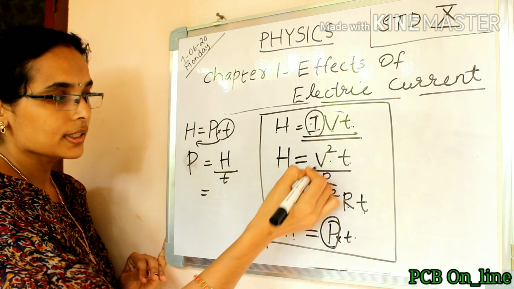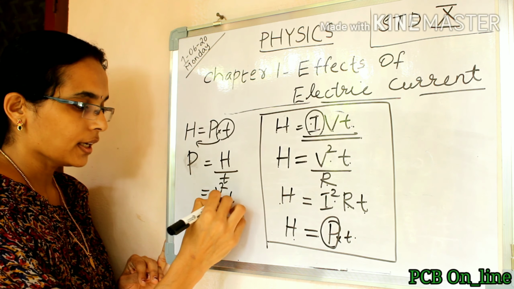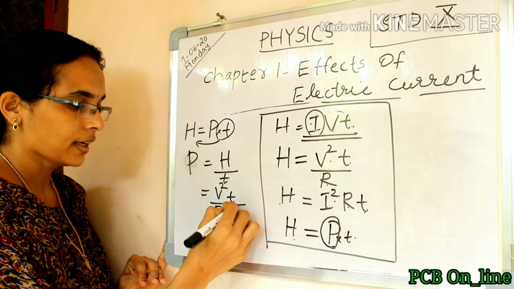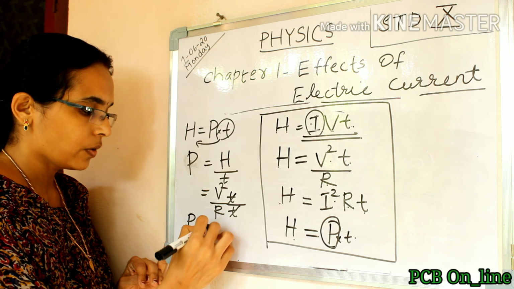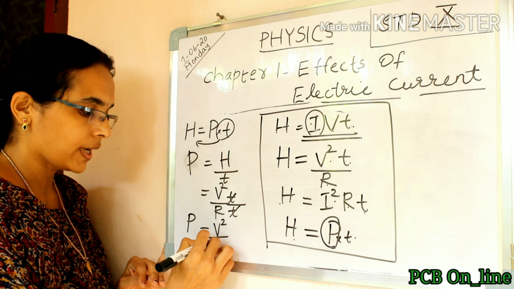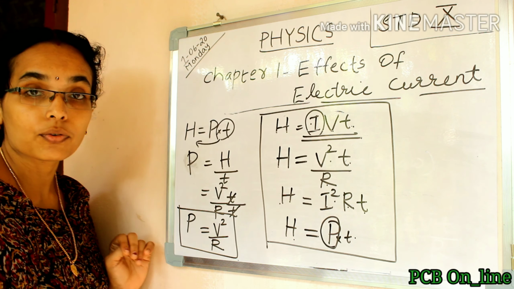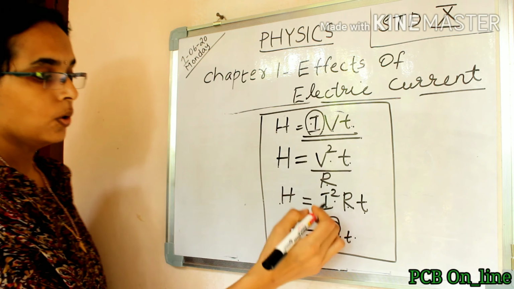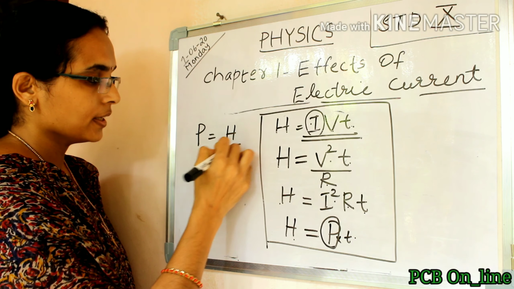Now, we use this equation, V square by R into T, divided by T. The T's get cancelled and we get another equation for power as V square by R. This is our second equation for power. Now, P is equal to H by T.